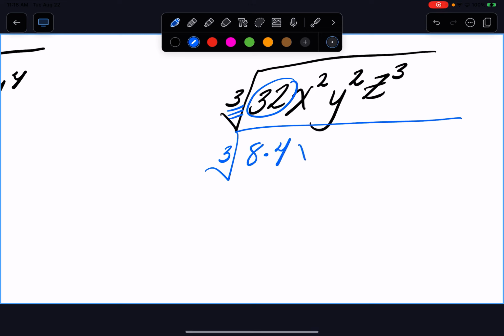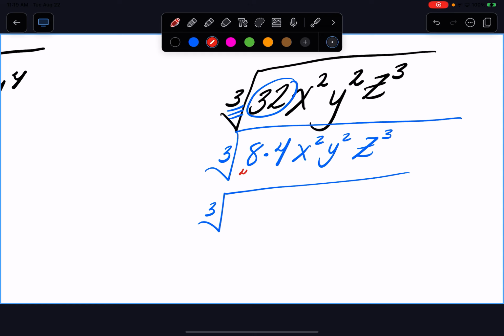And then I leave it as x squared, y squared, z cubed, because I don't want to write those out. That's a waste of time in my opinion. So this is the cube root of 8, which is 4 times 2. True? Yeah, true. 4 times 2. And then 4 is 2 times 2, and then we have this 2.